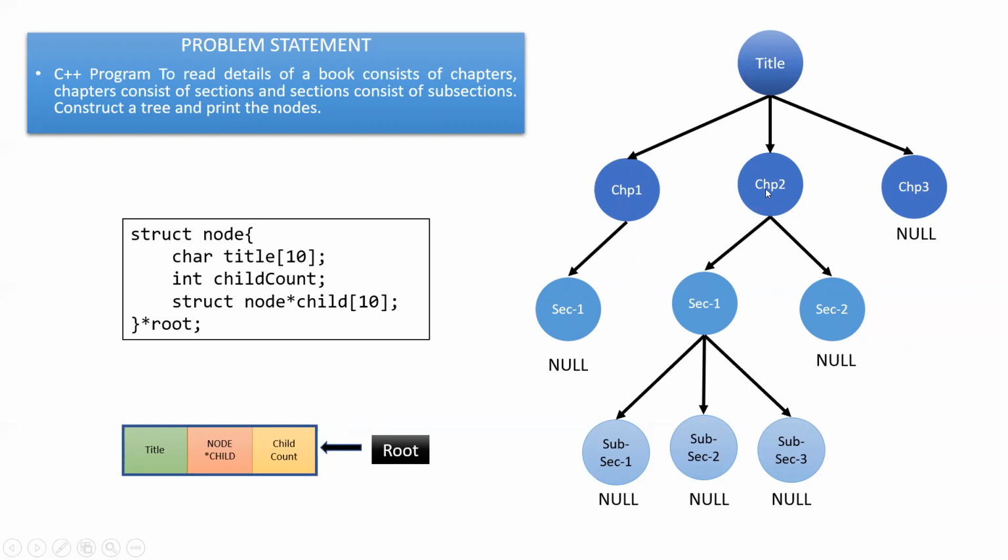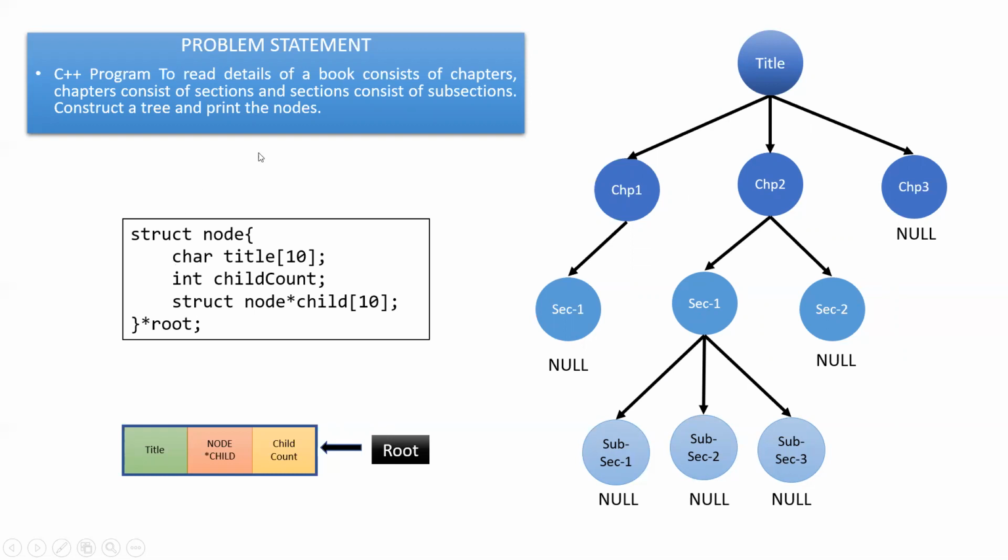Here, for chapter 2, the section 1 child is again having 3 further children, that is subsection 1, subsection 2 and subsection 3. So as this section 1 node is going to contain more than 2 children, we can say this is the concept related with a general tree. So if we want to implement this, then we need a node structure this way.